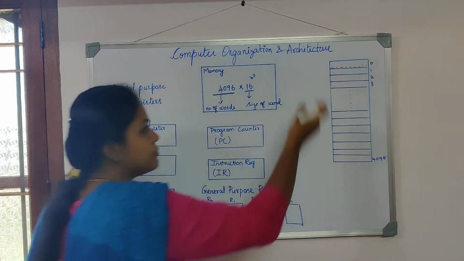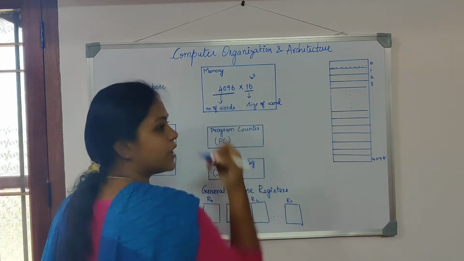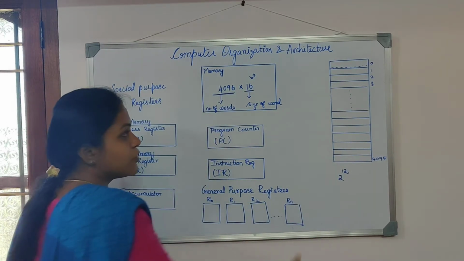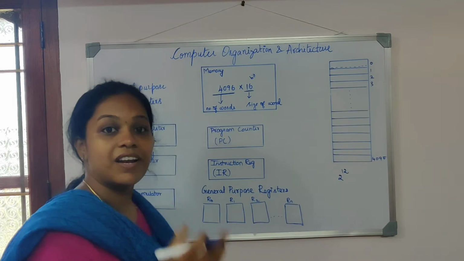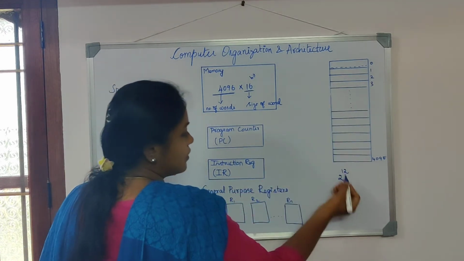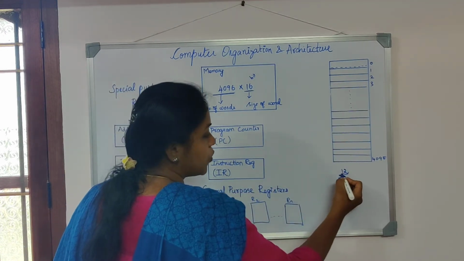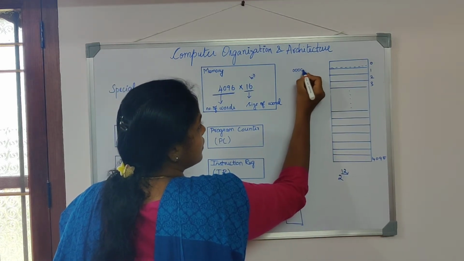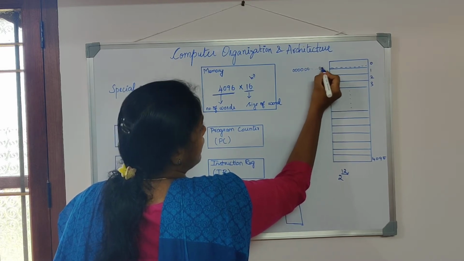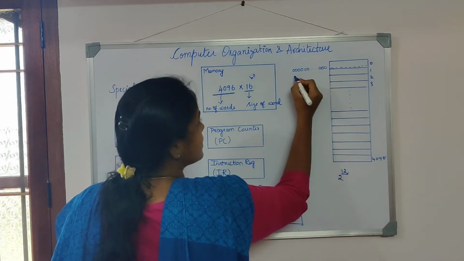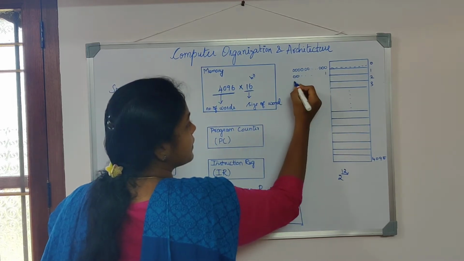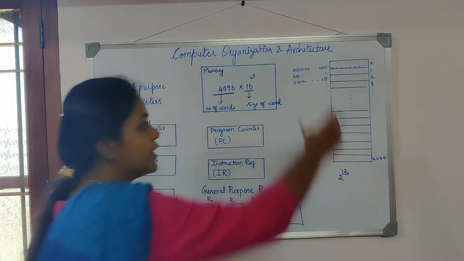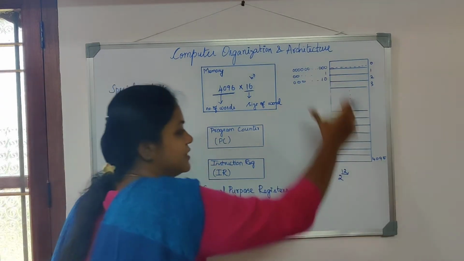Now 4096 can be written as 2 raised to the power of 12. Each and every memory location will have an address associated with it. So 12 bits are required to represent the address. The first address will be 0000 0000 0000, so 12 bits of 0. The next is 0000 0000 0001, then 0000 0000 0010. So this is how your addresses will be represented for this main memory.